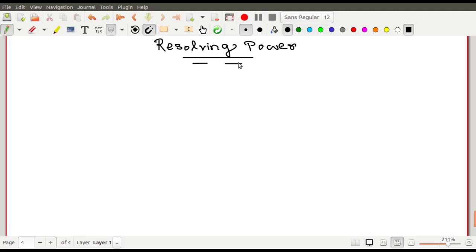Magnifying power and resolving power are not the same thing, this has to be made clear first. Magnifying power is to enlarge the size, and resolving power is to identify two objects as separate objects.